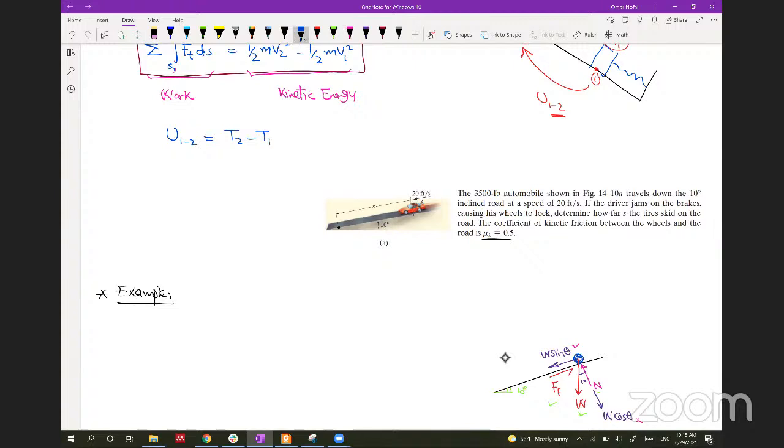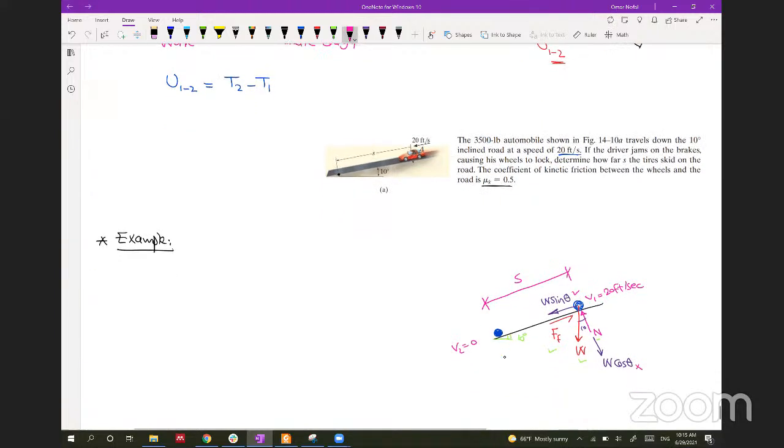So let's assume that the car made a full stop at this location, and it's given that the car is moving with a speed of 20 feet per second. So we know the speed at this location, and we know the speed at the stop because it's a full stop. V1, the initial velocity, is equal to 20 feet per second, and V2 is equal to 0 because it made a full stop. We don't know the distance S to make this full stop, and we need to find it. So let's see how we can find it.